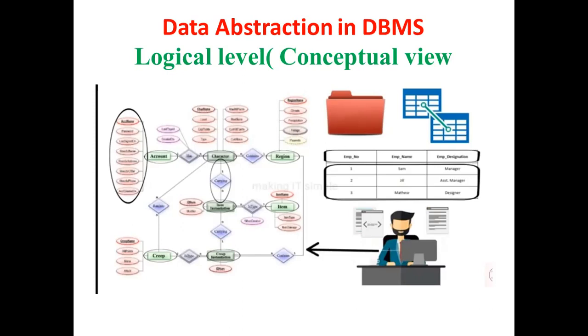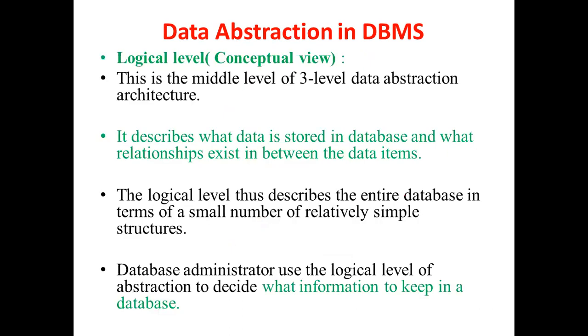All this is considered in the logical level. This is all going to be considered in this discussion. That is, this is the middle level of the 3-level data abstraction architecture. It describes what data is stored in a database and what relationships exist between all these items. Thus, it describes the entire database in terms of a small number of relatively simple structures.